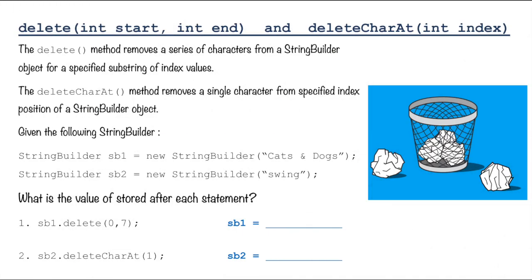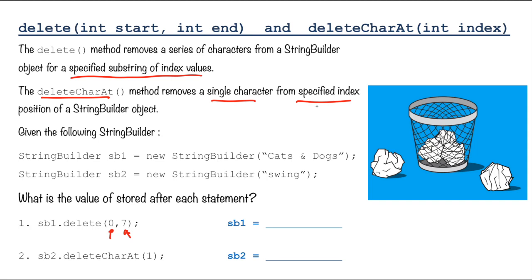Here we have the delete method and the deleteCharAt method. The delete method will remove a series of characters from a StringBuilder object using a specified substring of index values, so you need a starting value and an ending value. And deleteCharAt will remove a single character from a specified index.